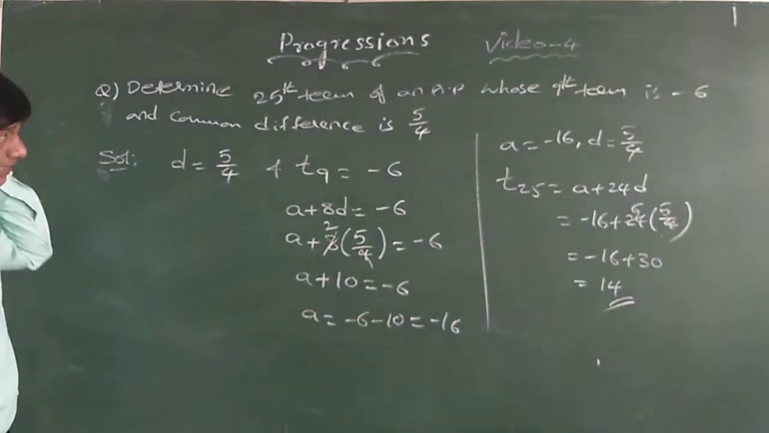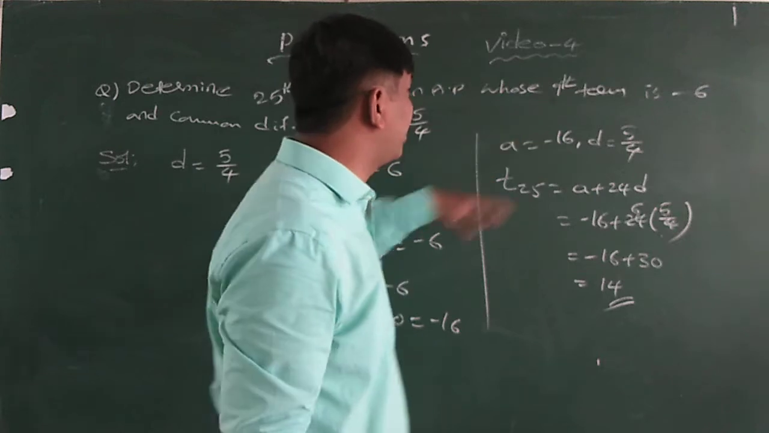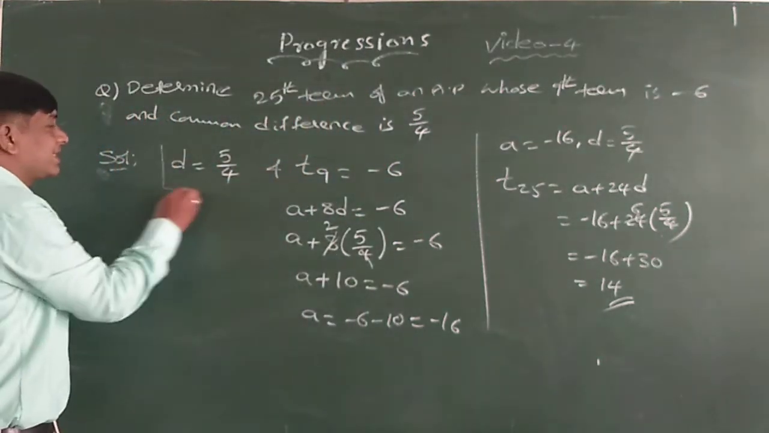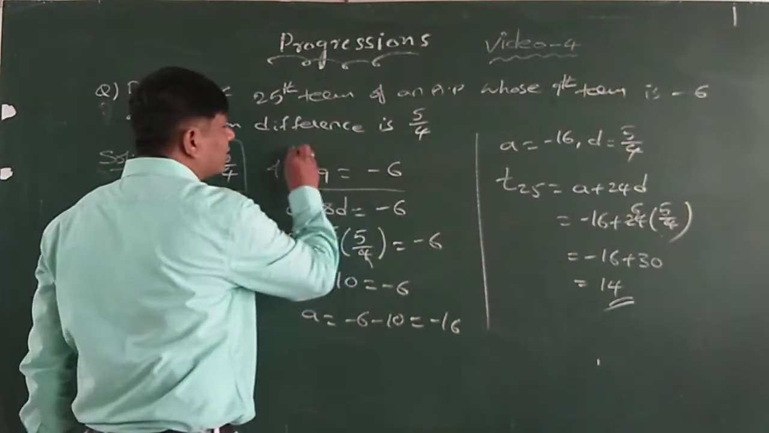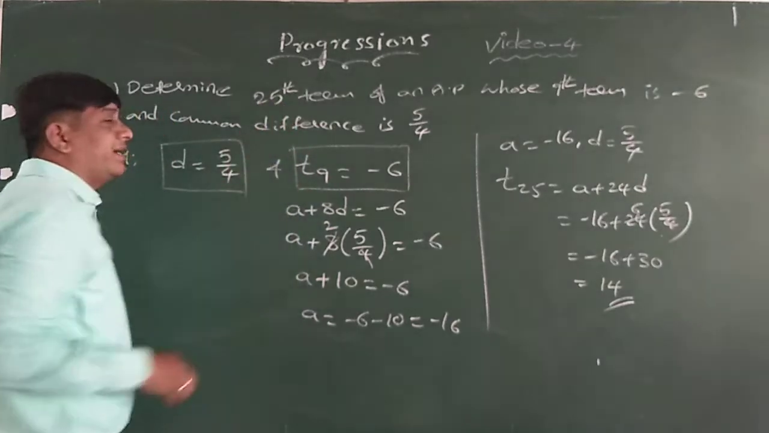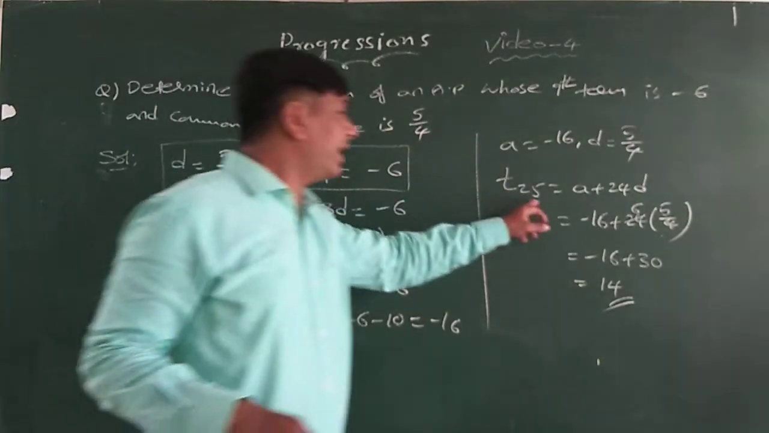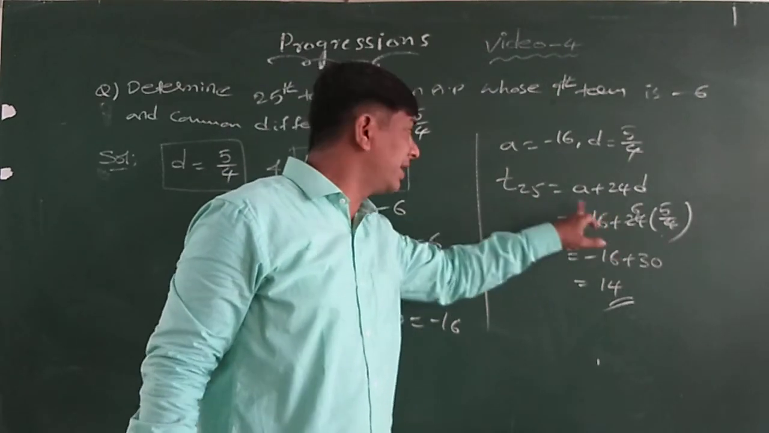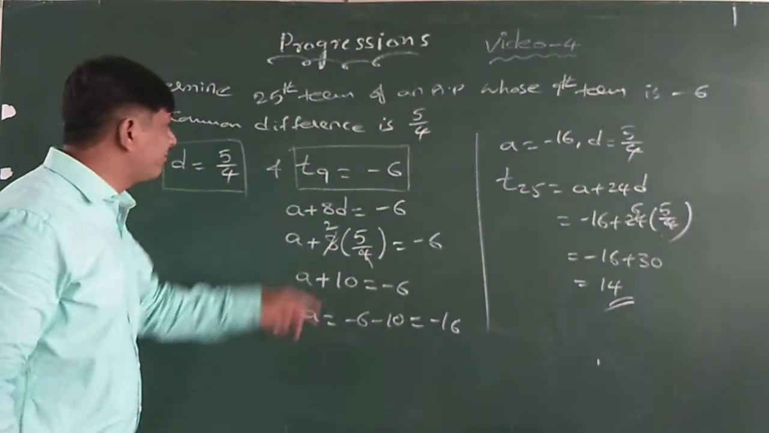Once again, see here: determine the 25th term of an AP whose ninth term is -6 and common difference is 5/4. The common difference D value is 5/4 they given, and T9 is equal to -6 they given. They asked to find out the 25th term. To find it, we have a formula. The general form is T25 is equal to A plus 24D. In that, A we don't have, D we have. First find out A value from the ninth term.